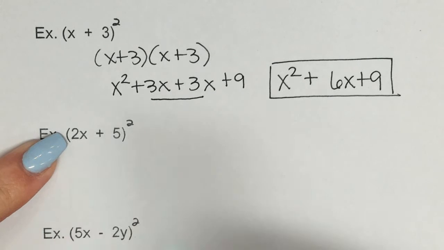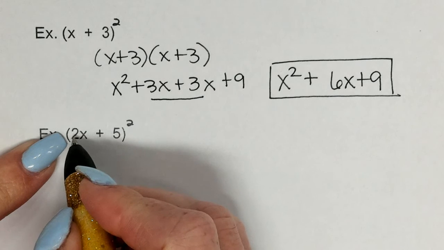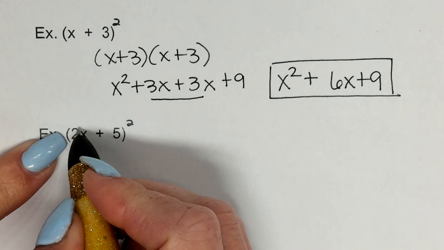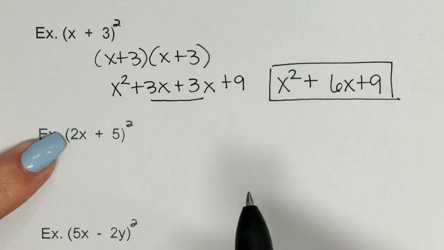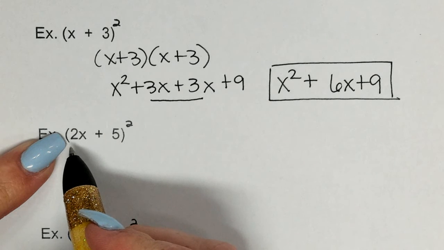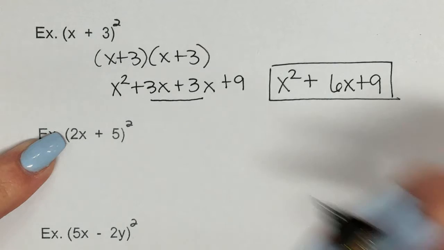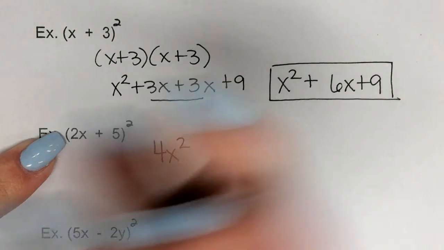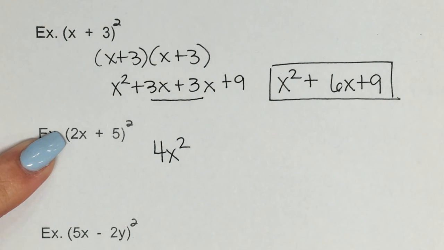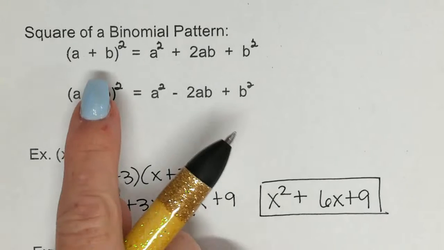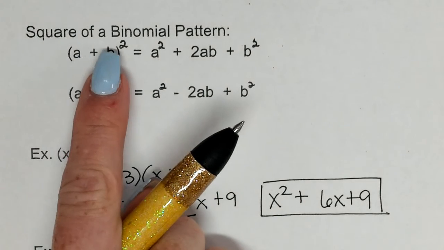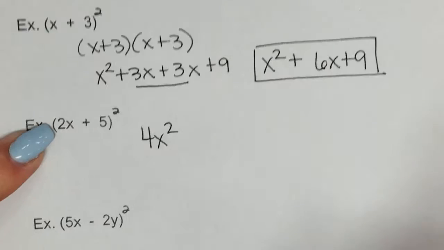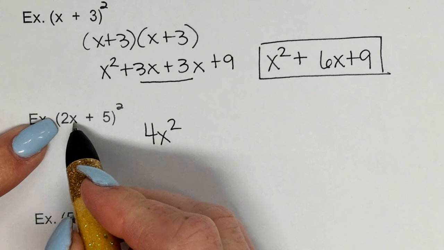Yes? All right. Take the first term and square it. What's 2 squared? Guys, you have to square all of it. Remember the laws of exponents? So 2x squared is what? 4x squared. Oh, that's right. Okay, what does the next one say we would do? We would take 2 and multiply it by this one and this one. So what is 2 times 2x times 5?